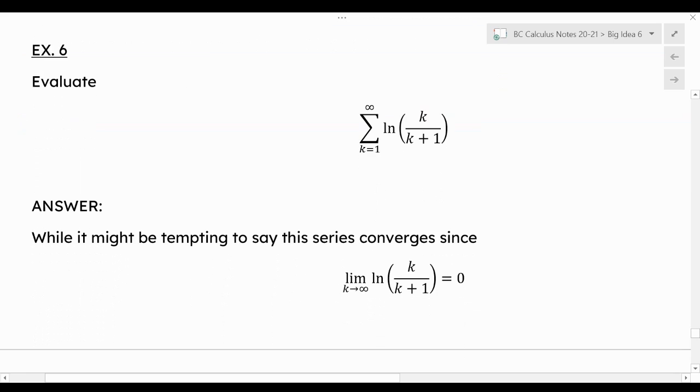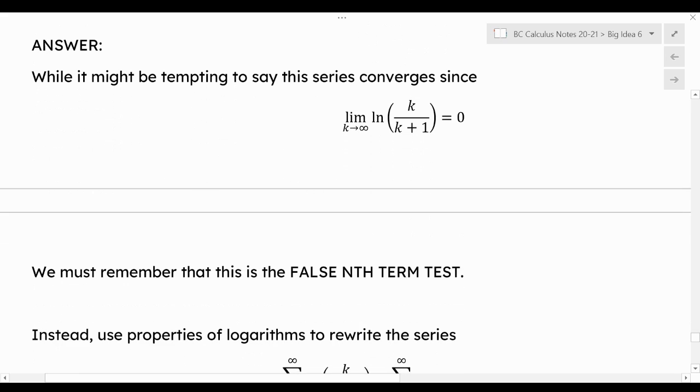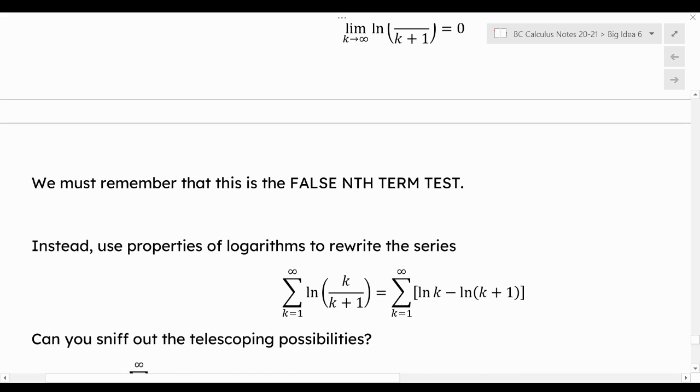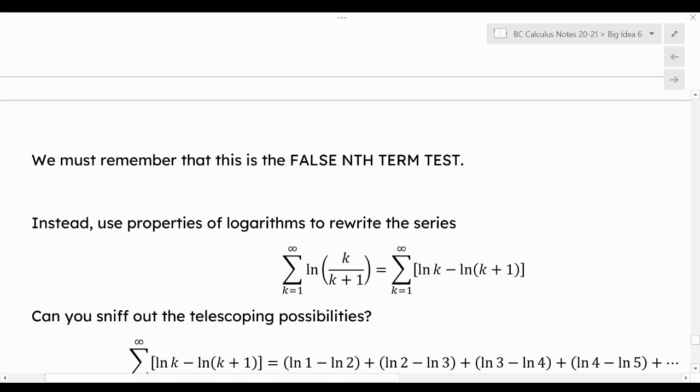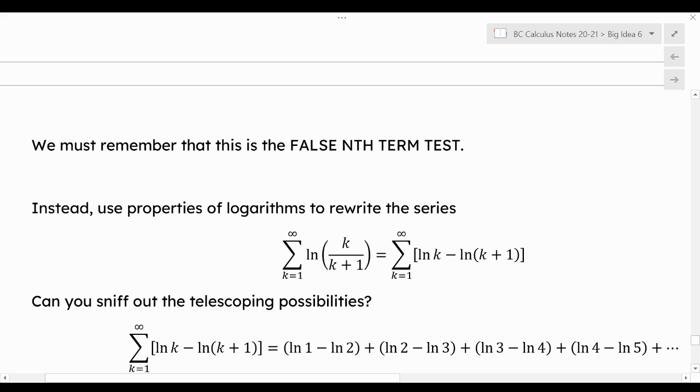So here we go. Yeah, false nth term test. See, I knew it was coming, right? It's all there. Look, check it out. It was all right there. Told you that. So we're going to use some properties of logarithms to break that apart into the log of k minus the log of k plus 1.